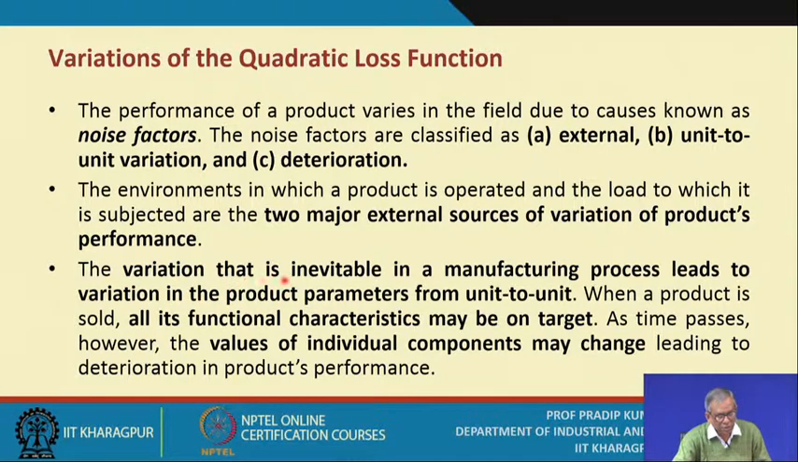The variation that is inevitable in a manufacturing process leads to variation in the product parameters from unit to unit. These examples we have already given. When a product is sold, all its functional characteristics may be on target. As time passes, however, the values of the individual components may change, leading to deterioration in the product's performance.